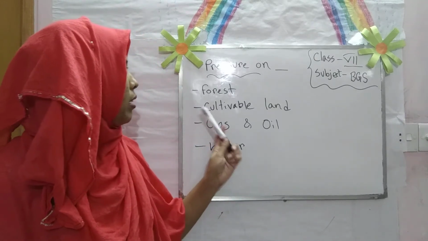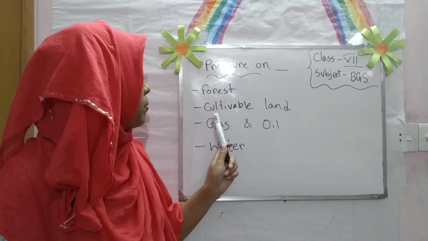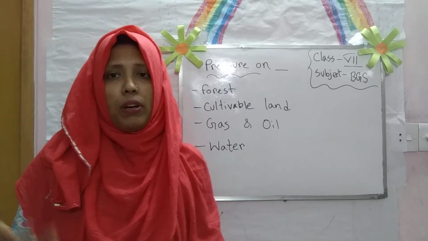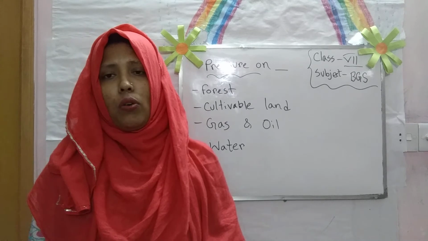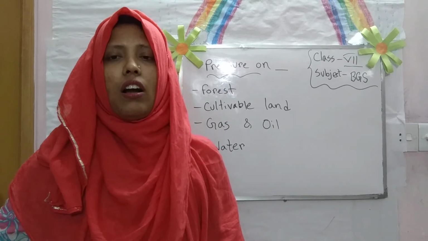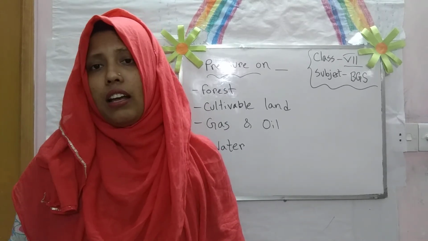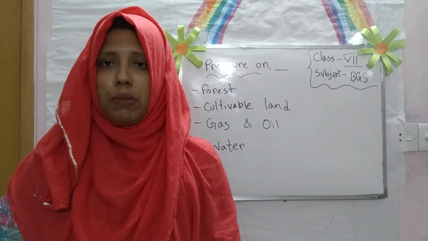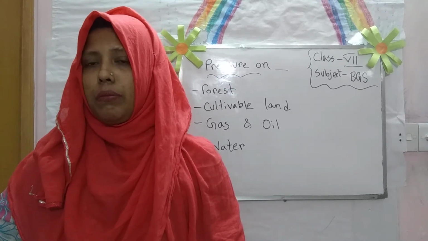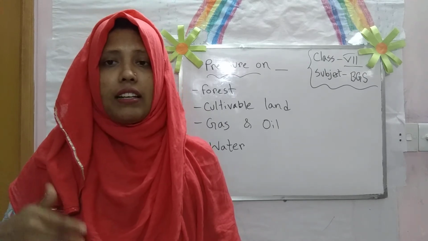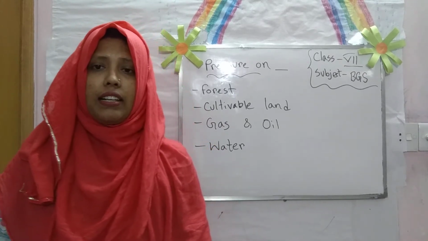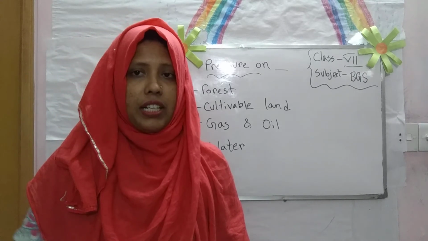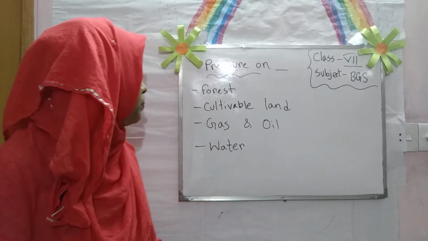After that, overpopulation creates pressure on our cultivable land. When our population is increasing, we create houses for our inhabitants, as well as schools, colleges, hospitals, mills and factories, and at that time our cultivable land is also destroyed for creating those types of buildings.